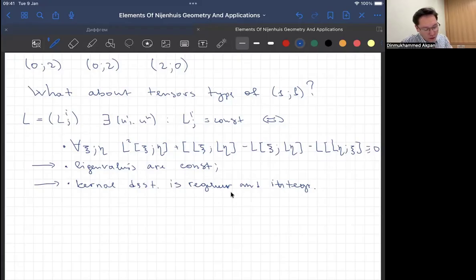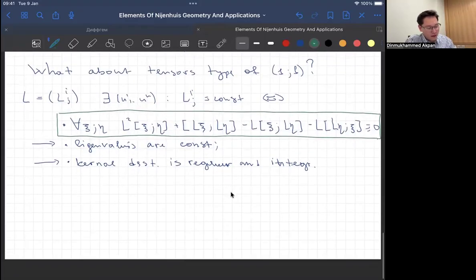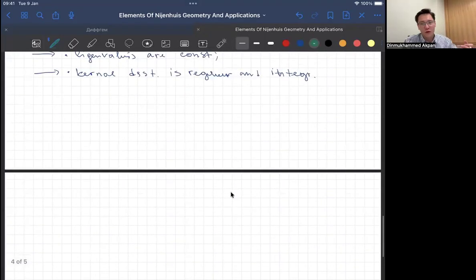And there is one specific condition. The first condition is very specific, and it is a necessary condition for operators, a necessary condition for bringing the operator to constant form. And from now on we study Nijenhuis geometry and Nijenhuis operators. This was some kind of motivation for it.